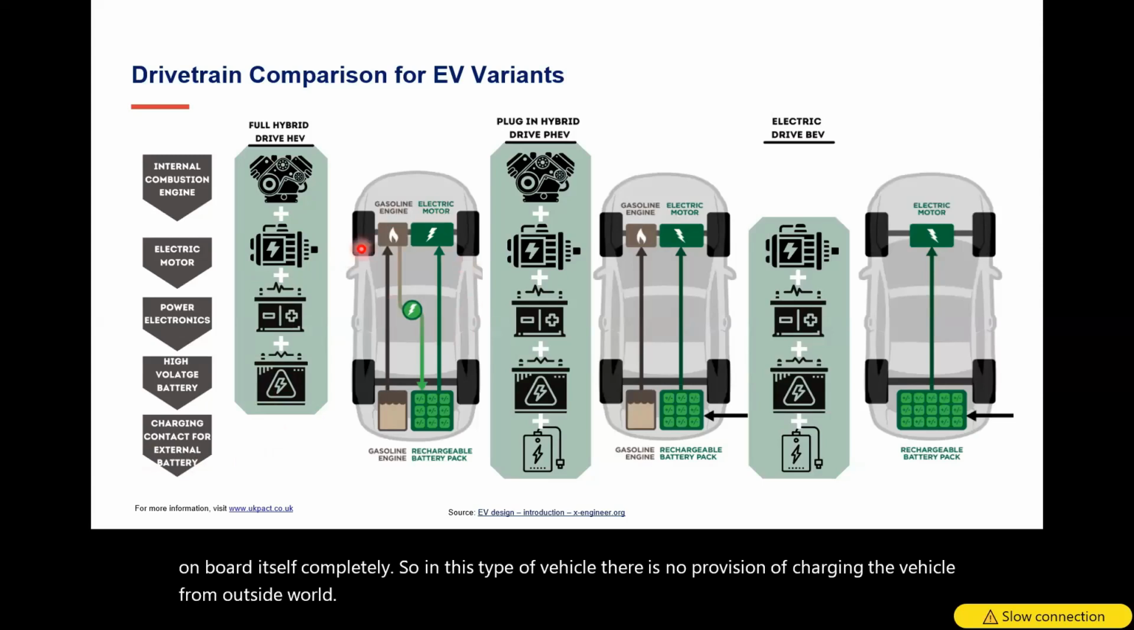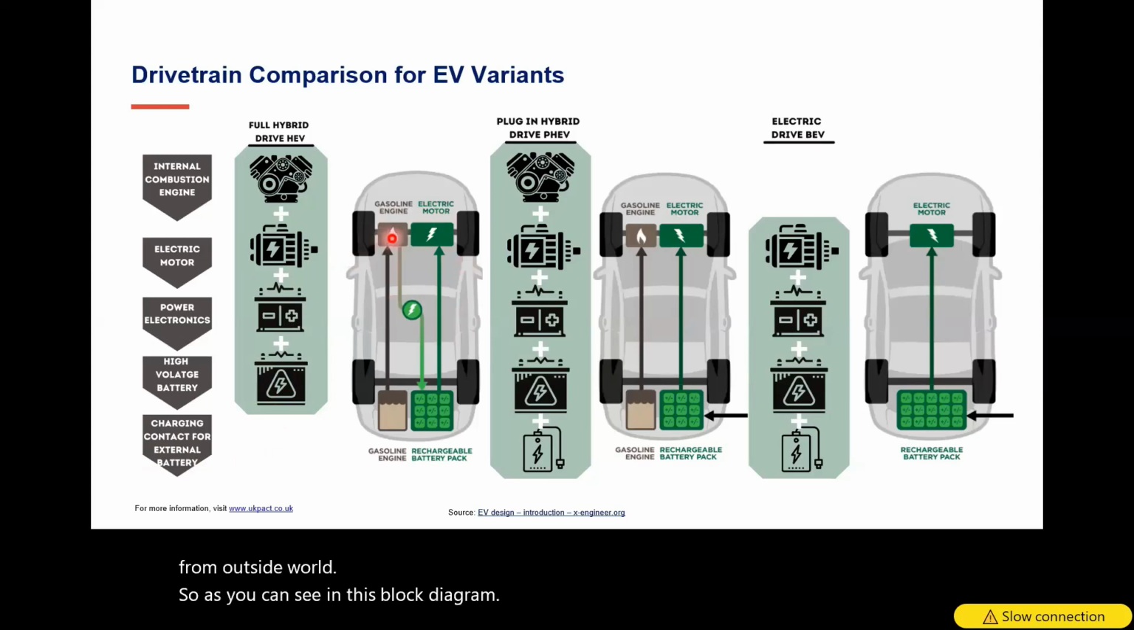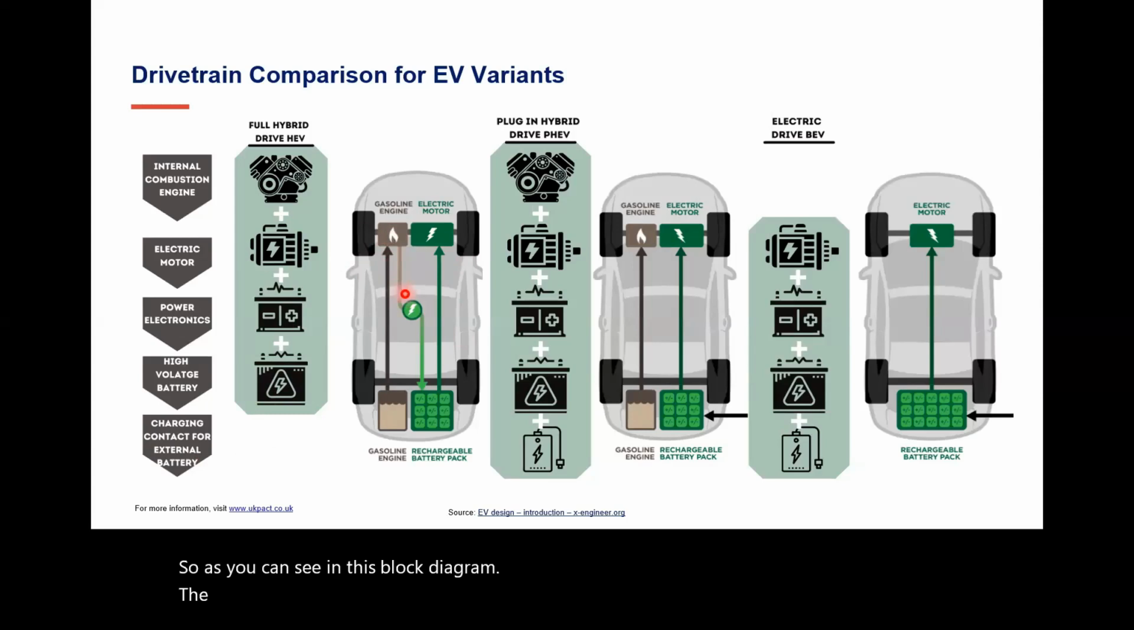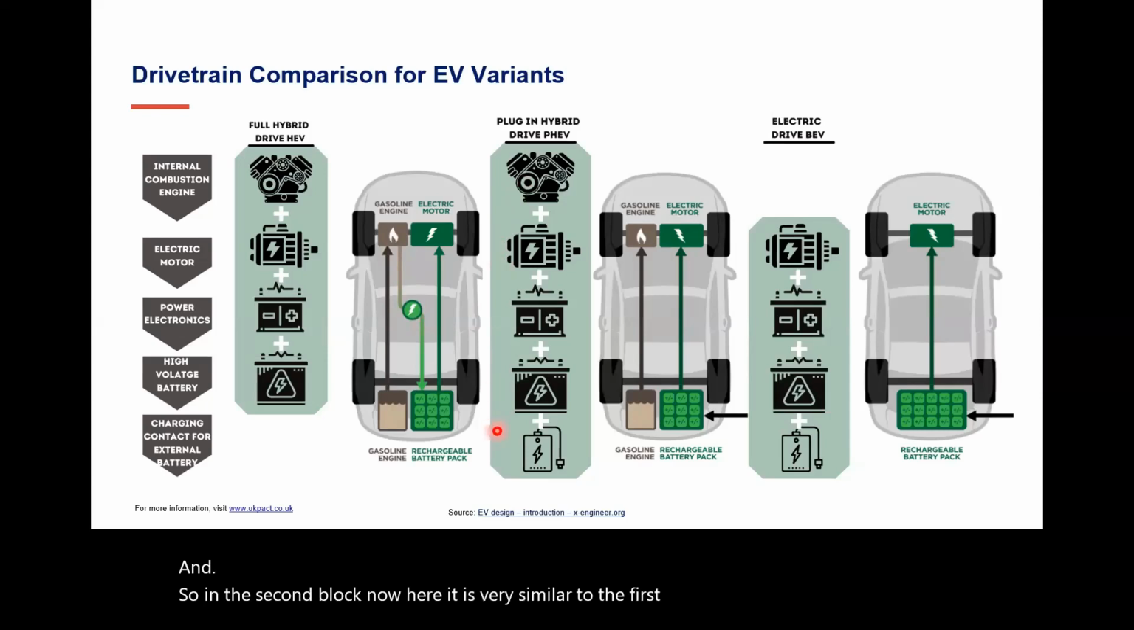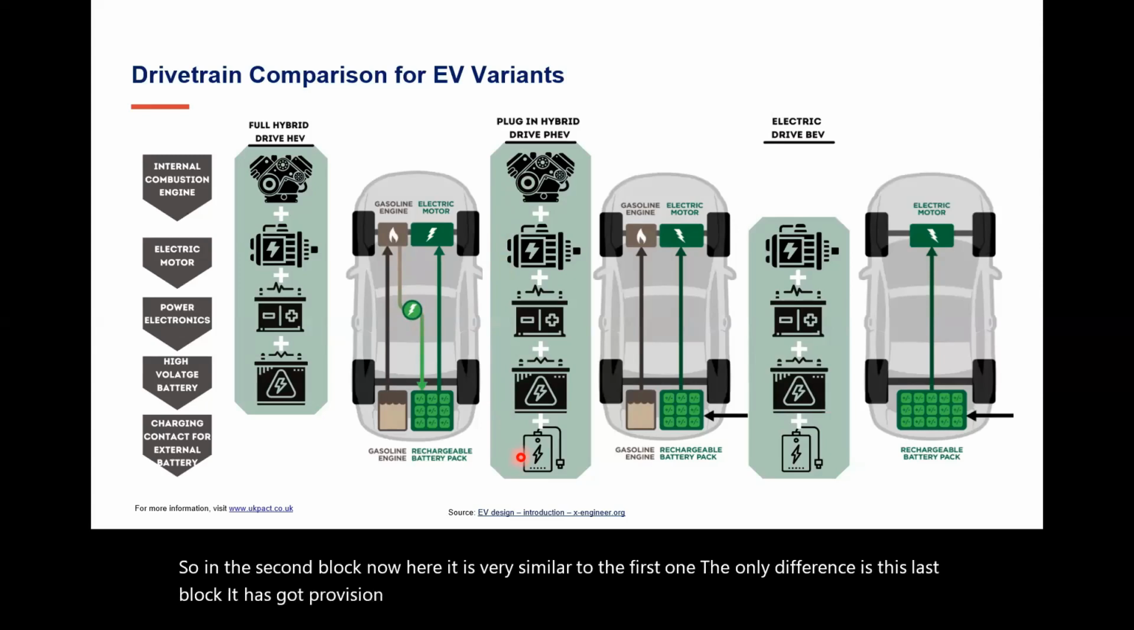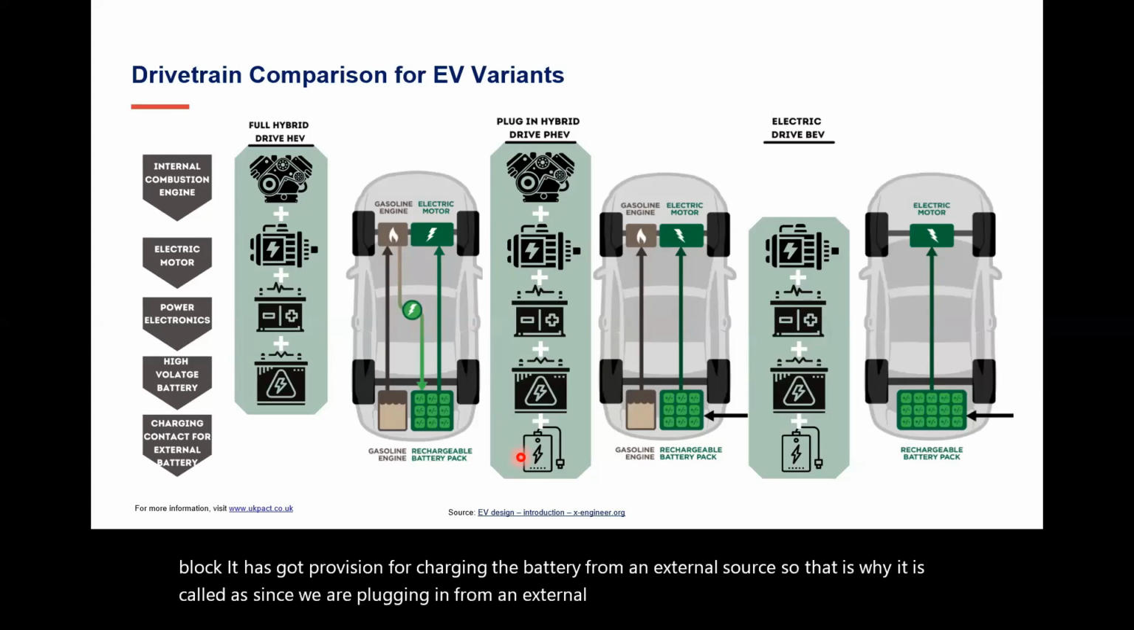So as you can see in this block diagram, the gasoline engine is capable of charging the battery. How it charges the battery, I will show in the next slides. And in the second block, here it is very similar to the first one. The only difference is this last block. It has a provision for charging the battery from an external source. So that is why, since we are plugging in from an external source, it is known as plug-in hybrid vehicle, or PHEV.